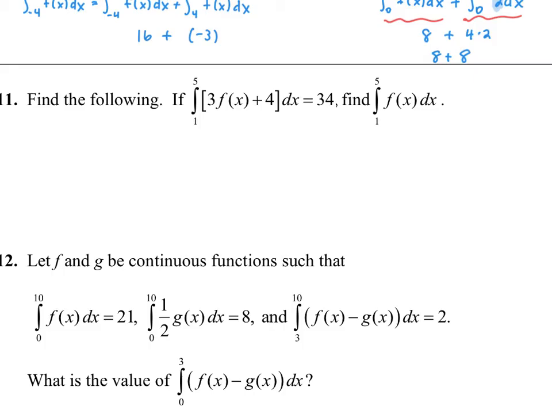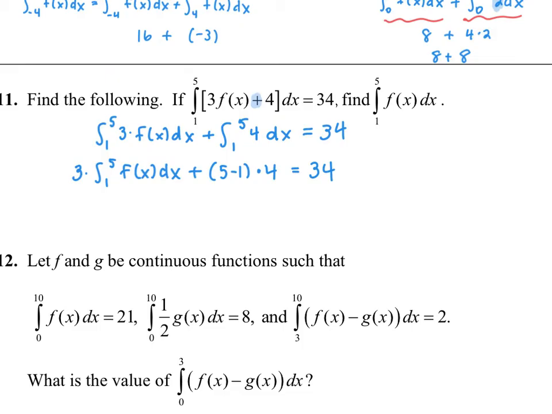Let's start with the sum and difference property and split this over this addition sign. I'm going to keep this in its equation form. I'm going to try to solve for this integral right here. My next move is to use that constant multiple property. I'm going to pull the 3 out. An integral of a constant here, which is 5 minus 1 times the 4.